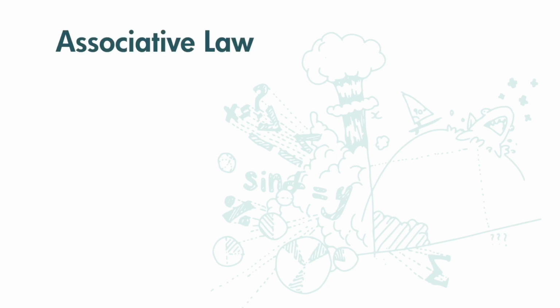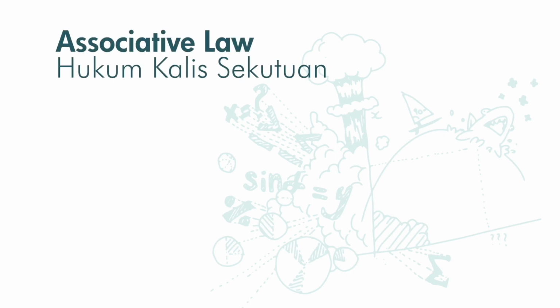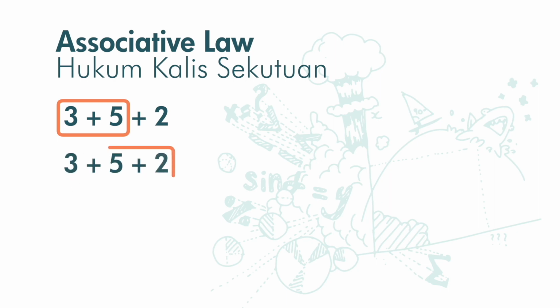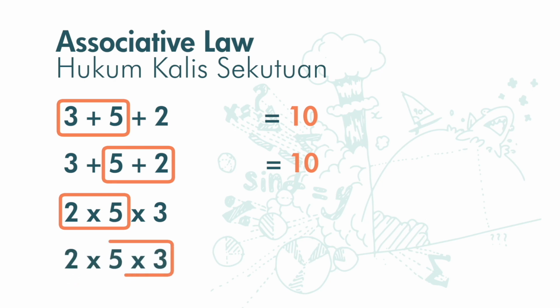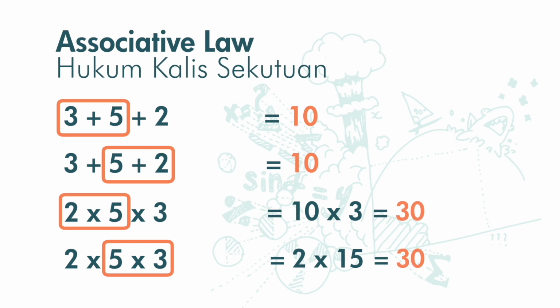The next one is associative law. It says that if you have 3 plus 5 plus 2, whether you add up 3 and 5 first, then only 2, or you add up 5 and 2 first, then only 3, both will give you the same answer, 10. In multiplication, if you have 2 times 5 times 3, whether you multiply 2 and 5 first, or 5 and 3 first, will give you the same answer, which is 30.